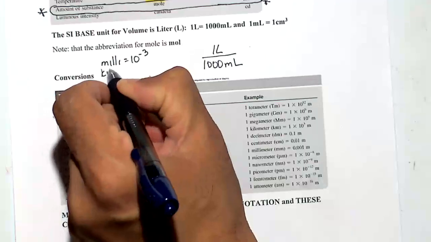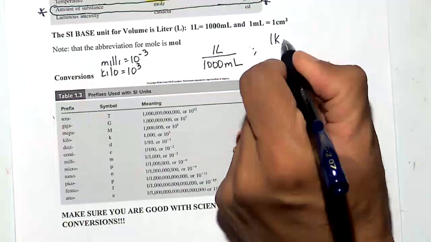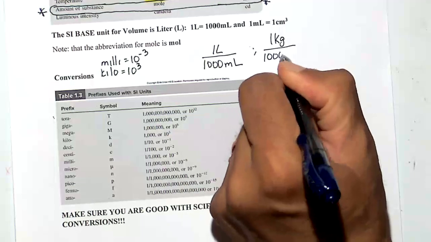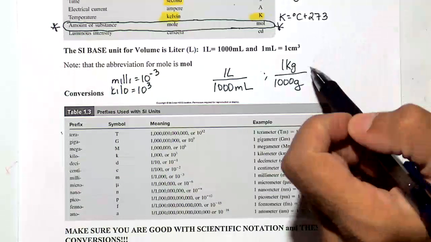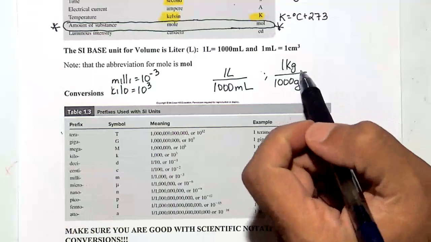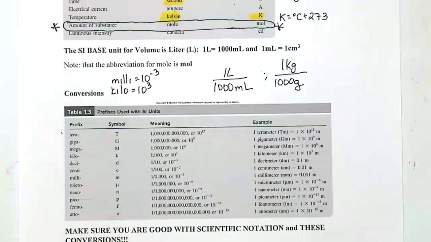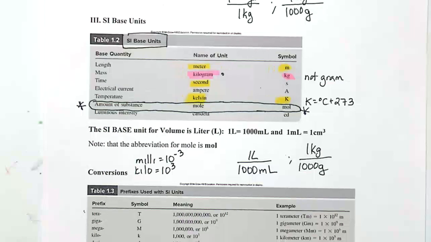I think we already went over this. Kilo means 1,000, so we did this before. 1 kilogram is 1,000 grams. 1 kilometer is how many meters? 1 kilosecond, we don't use that a lot. A kilosecond is how many seconds? 1,000. We don't use this. 1 kilomole is how many moles? 1,000. All you're doing is changing the prefix.